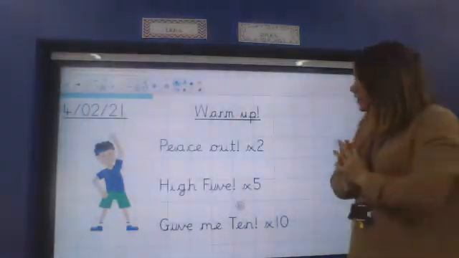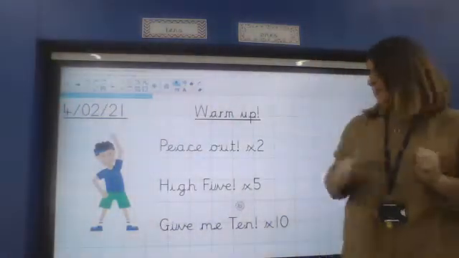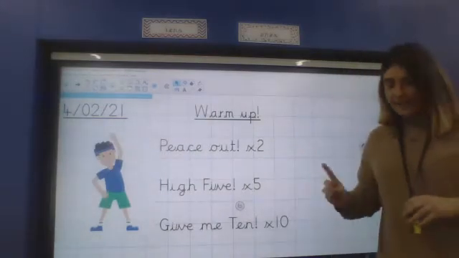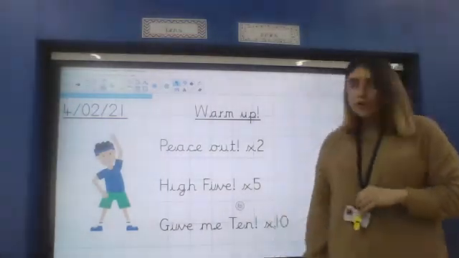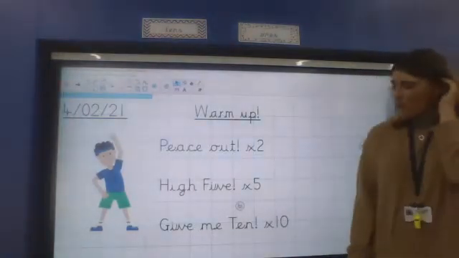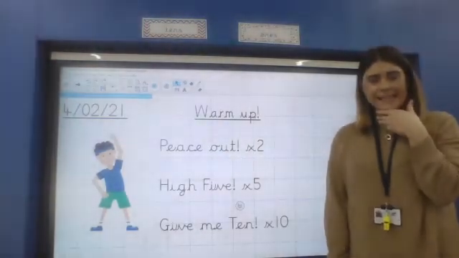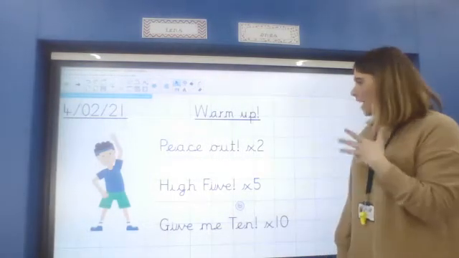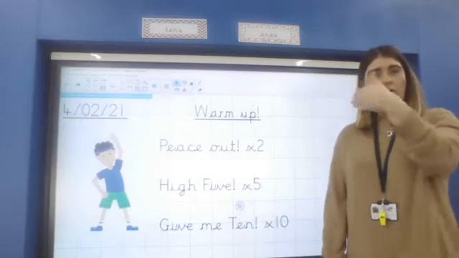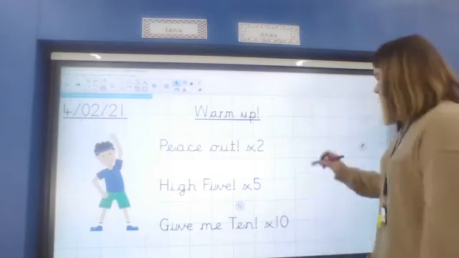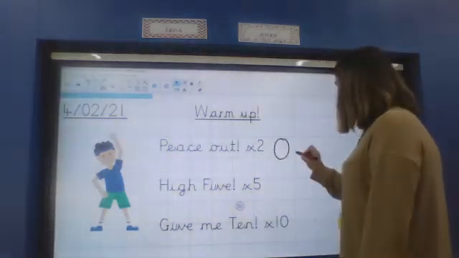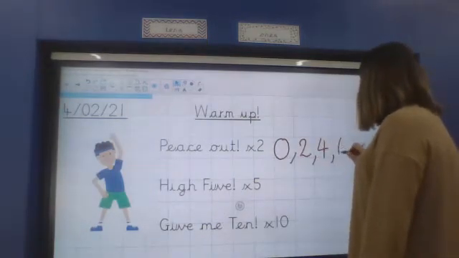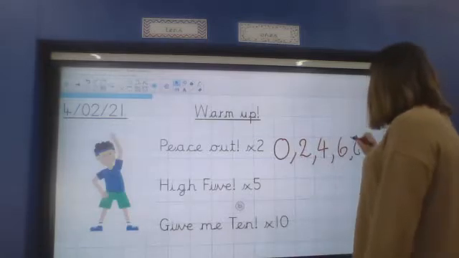So we're going to do some physical maths warm-up this morning, and we're going to be looking at counting in 2s, 5s and 10s. If we are counting in multiples of 2, first of all, what must our multiples of 2 end in? This will tell us if we've got the pattern correct. So tell your grown-up, if we're counting in 2s, what do the multiples end in? They must end in 0, 2, 4, 6, or 8.